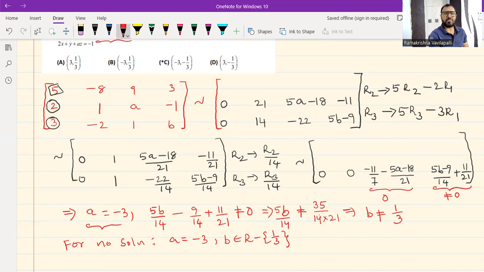So a must be equal to minus 3 means a equal to 3 is given in two options B and C. And you see that b not equal to 1 by 3. But here given b equal to 1 by 3. So this is for infinite solutions. So option C is correct.